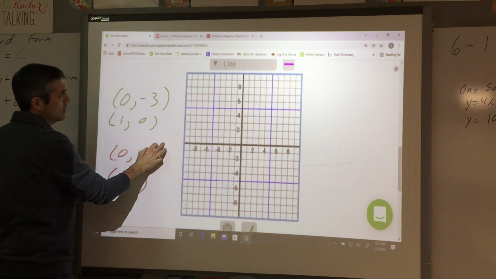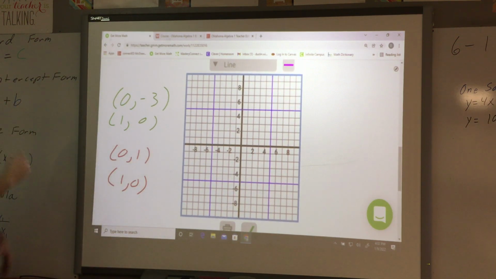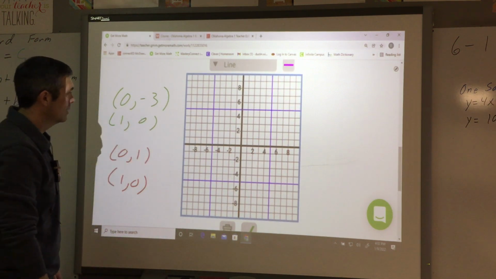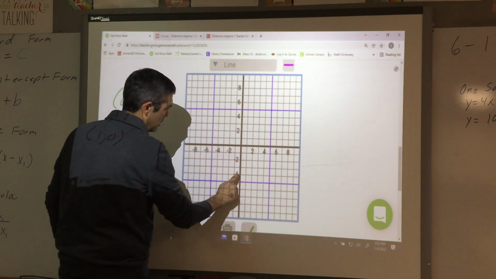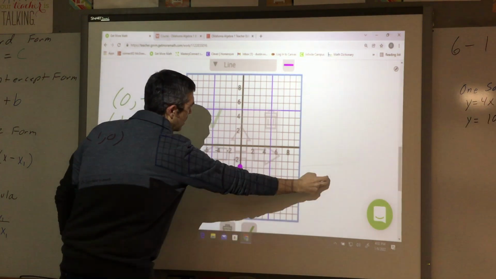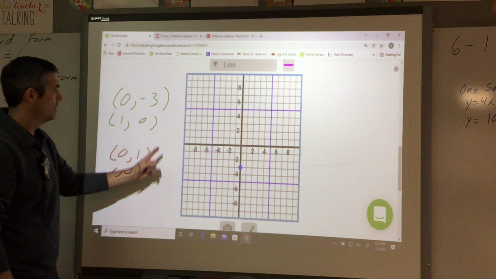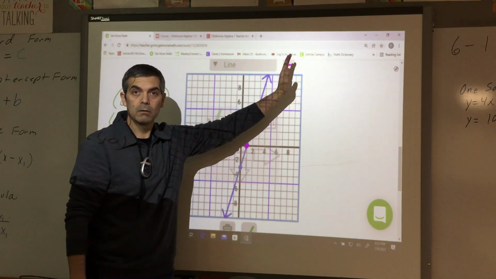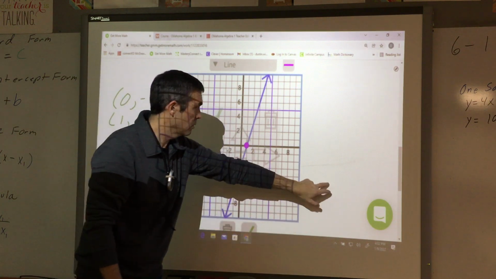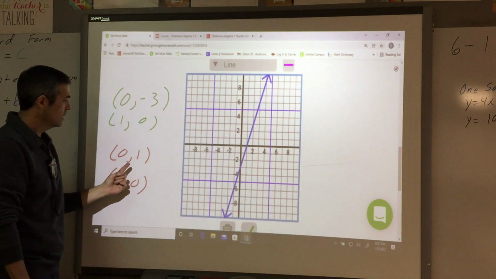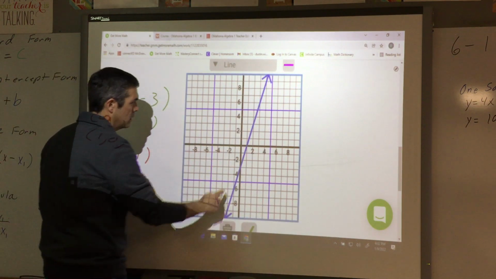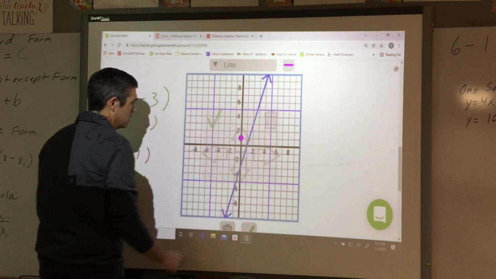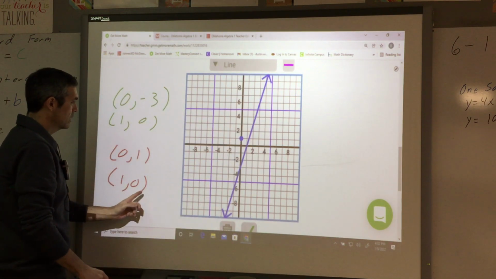Now we have the lines that we want to graph. So 0 comma negative 3, 1 comma 0. See how I have my first line right there? Okay, that's good, that's what we want. And then we're going to come over here and graph this. 0 comma 1, and 1 comma 0.